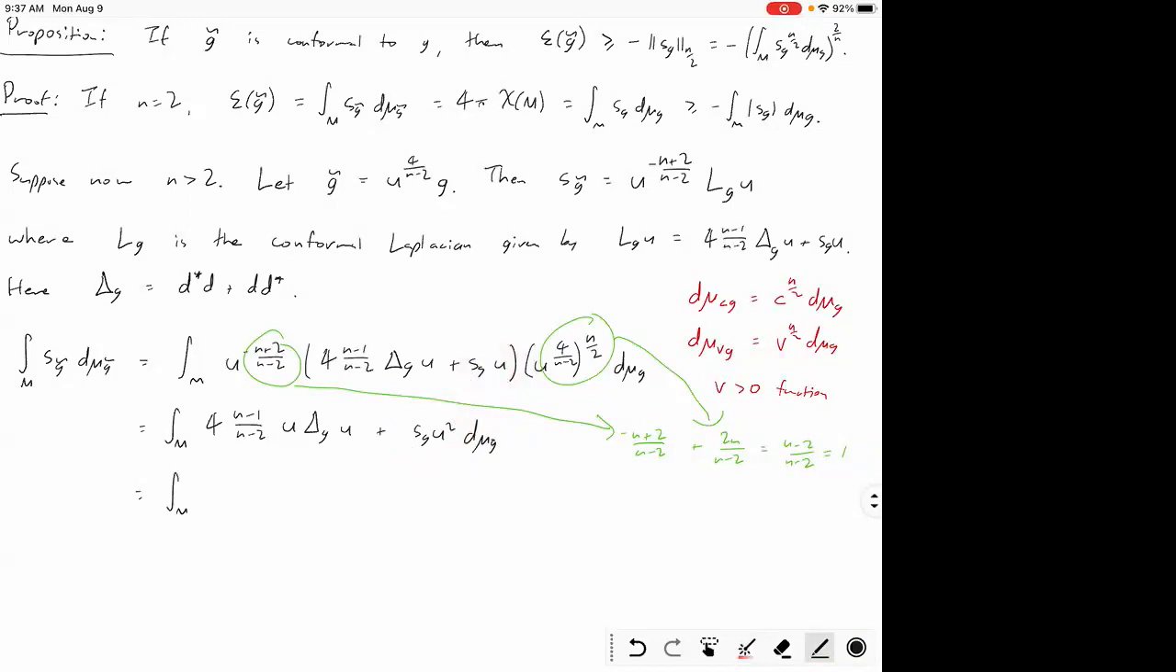Now, by integration by parts, or rather Stokes' theorem, because M is closed, this can be rewritten as just the L2 norm of d of u, plus the integral of s_g u squared d mu g. Now, this first term is manifestly non-negative, so this is a positive constant times something non-negative. So this is at least as big as the integral of s_g times u squared d mu g.